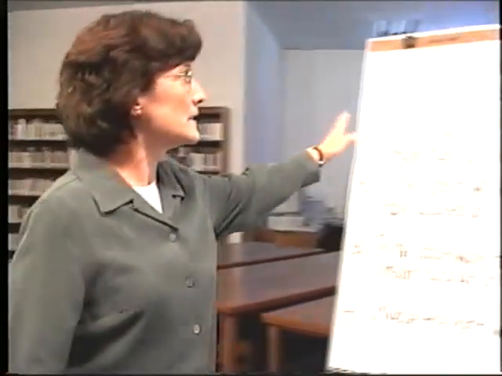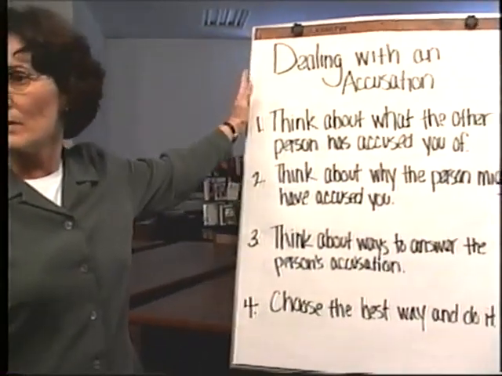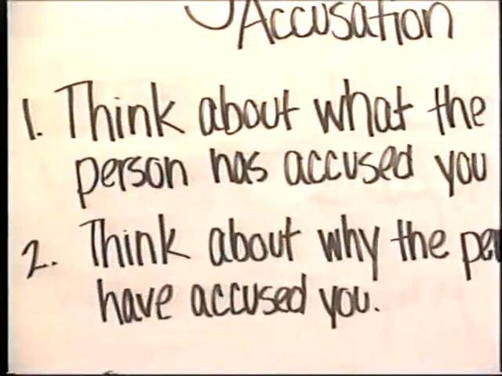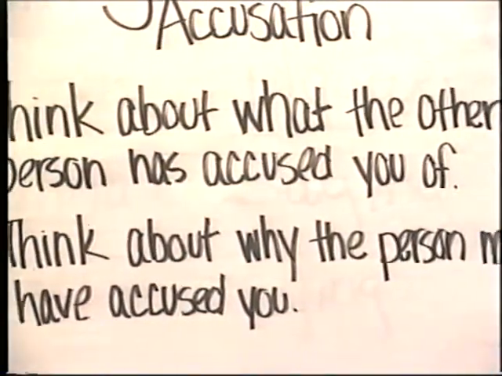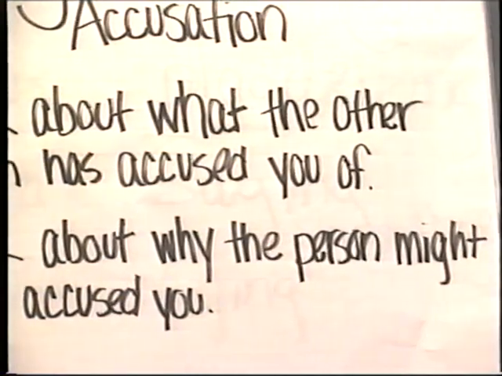Right, let's look at the steps. Just like with any skill, there are certain steps we go through to learn that skill. So let's look at the chart. Dealing with an accusation. What's the first step? Think about what the other person has accused you of. That's the first step. Very good. Think about what the other person has accused you of. Is there a basis for their accusation? Or is it untrue? Is it unfounded?